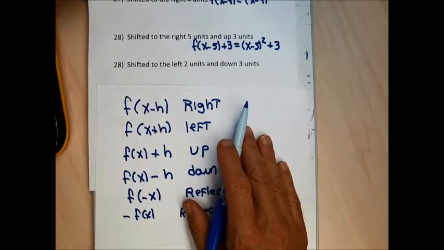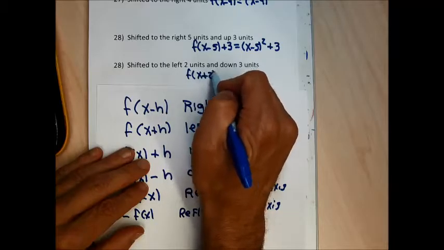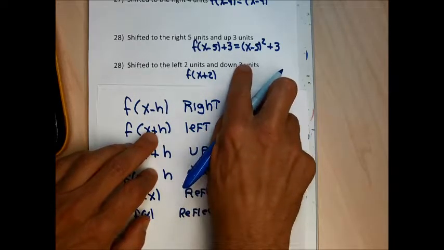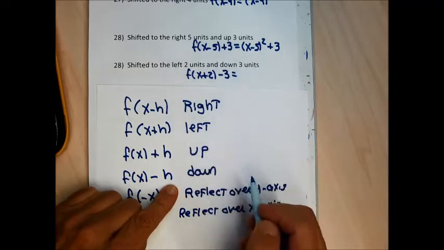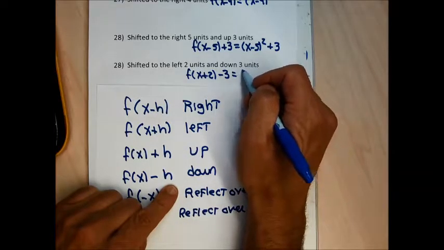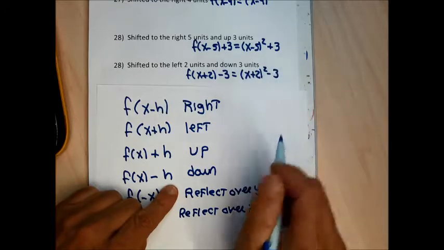For 29, to go left 2, I need a plus in a parentheses to go left. To go down, I need a minus after the function. And relative to f of x equals x squared, the function I'm going to need is x plus 2 quantity squared minus 3.